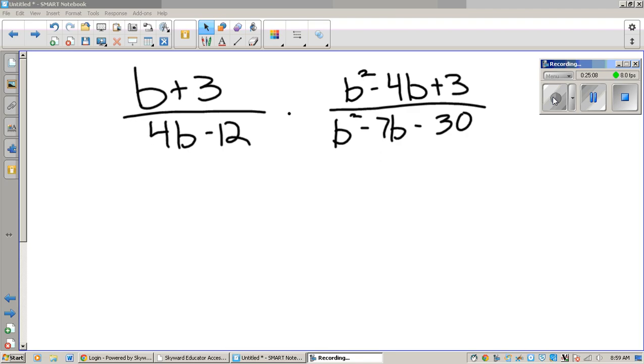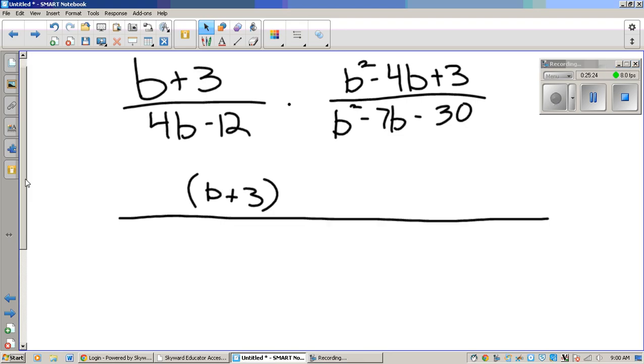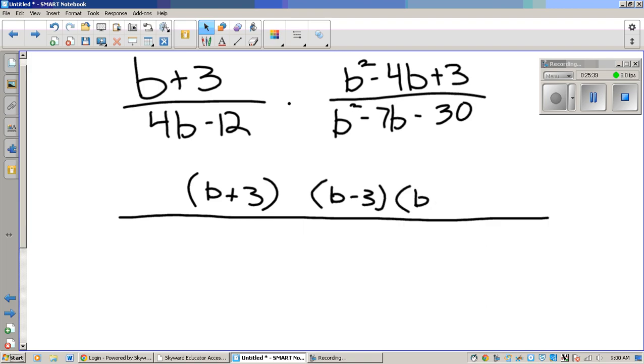Let's go ahead and take a look at these. I like to look at every single binomial or trinomial as we come along to it. So I know I've got the b plus 3. That's simplified. Since it's multiplication, I'm just going to put it all in parentheses. Now, b squared minus 4b plus 3. I know that I can factor that. I'm multiplying to positive 3 and adding to negative 4. So I know they have to both be negatives to multiply to positive 3.